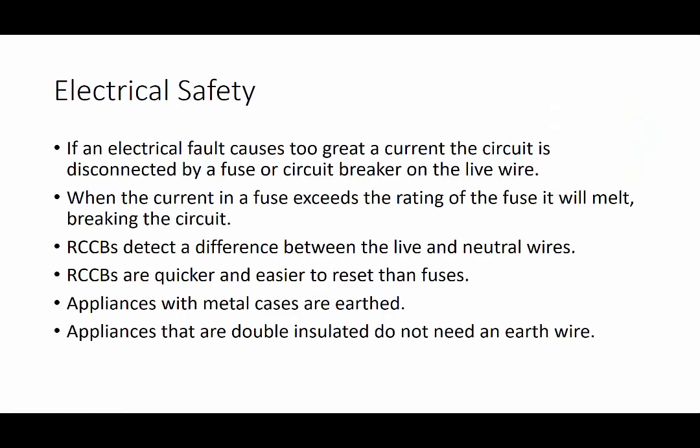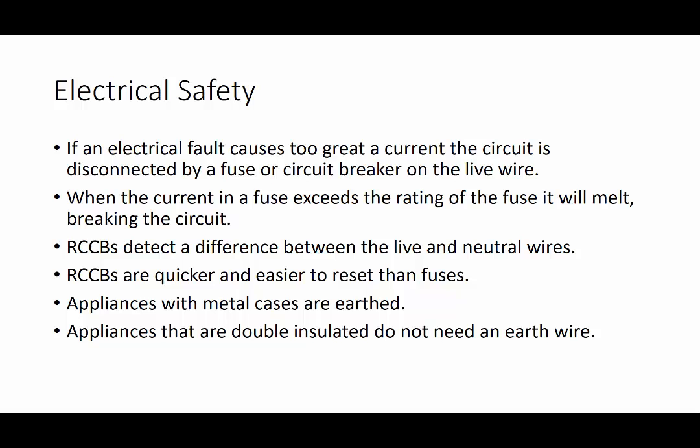So for electrical safety, if the current ever gets too big, a fuse or a circuit breaker can be used to break the circuit. A fuse will melt or blow, don't say blows up, and the RCCB uses an electromagnet to detect differences between live and neutral wires, and that causes a switch to flick. Quicker and easier than fuses.